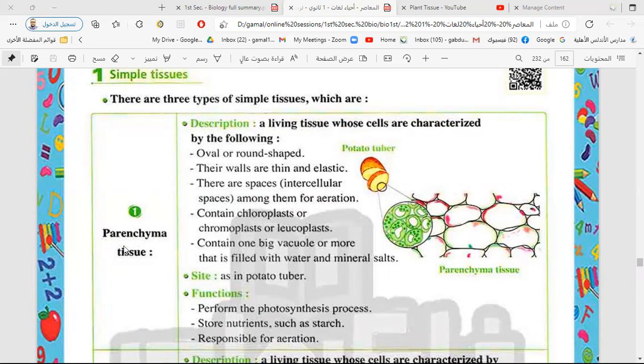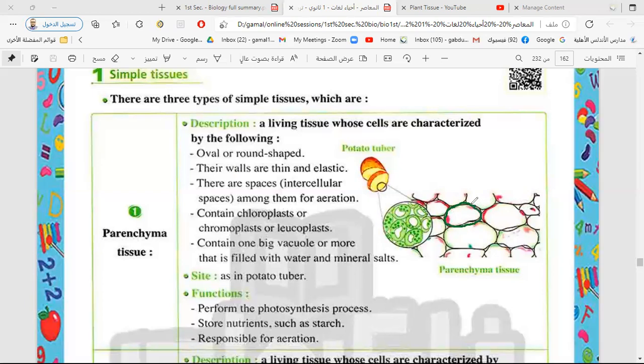We'll see now one of the most important functions of the parenchyma is storage. One important function of the parenchyma tissue is storage, like here in the potato, storage of starch or storage of carbohydrates. So the cells here, as you see, of the parenchyma tissue are oval or round.